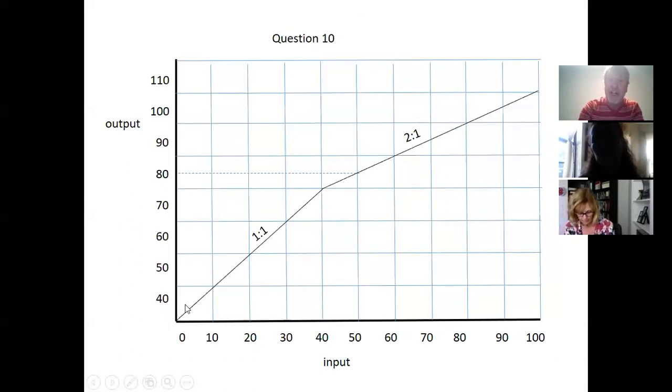You drew a diagonal line. You drew a knee point at 40. You went down at 40. You wrote the number 40 here and said, okay, that's my knee point. And then you made it compression from then on, 2-to-1.